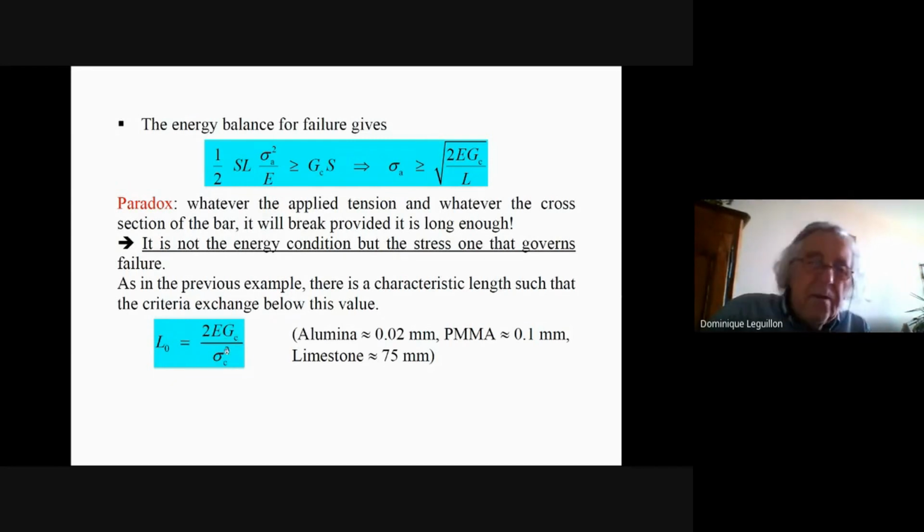This is not far from the length defined by Irwin. If you remove the coefficient 2 here, it is the length defined by Irwin, EGC divided by sigma c square. And I give here some examples of this length for different materials. For alumina, it's 20 microns, for PMMA, 100 microns, but for limestones, it can be 7 centimeters, 7.5 centimeters. You know, it can become very large, depending mainly on the properties of the material: both the Young modulus, fracture energy, and tensile strength.